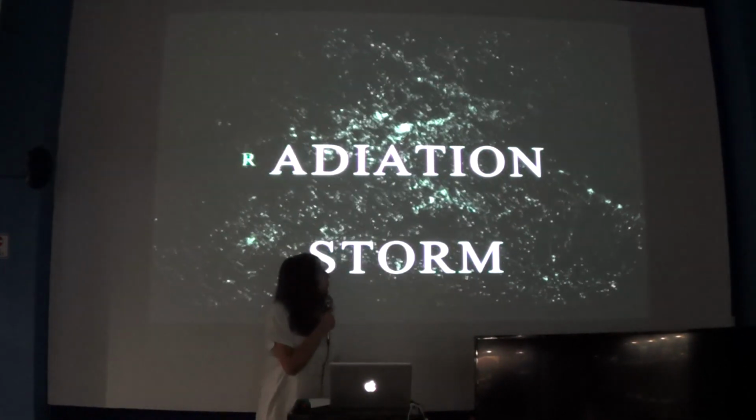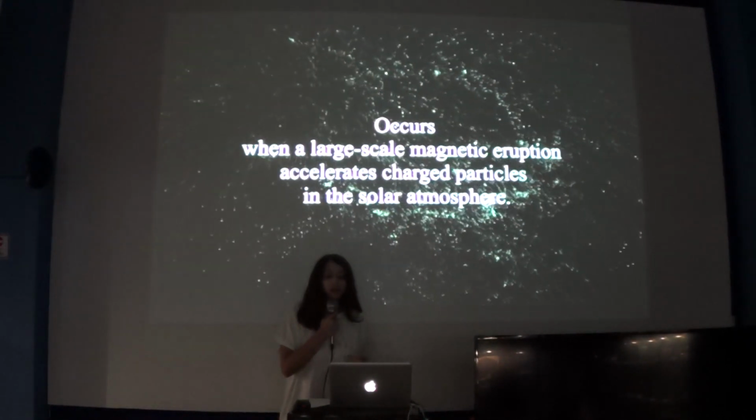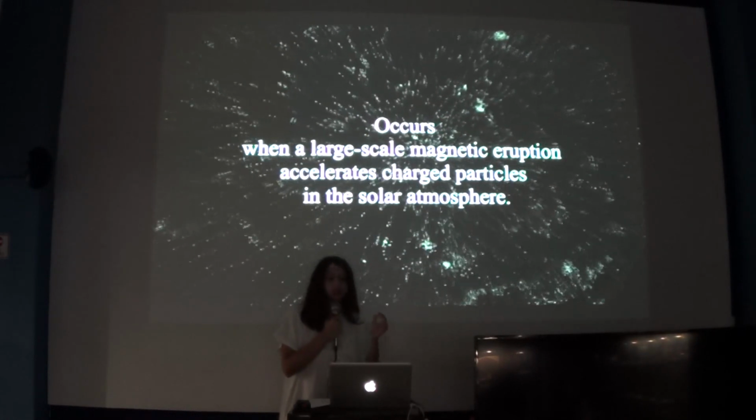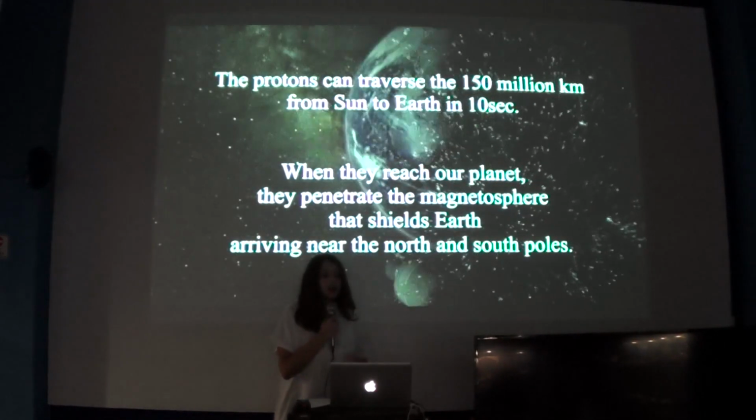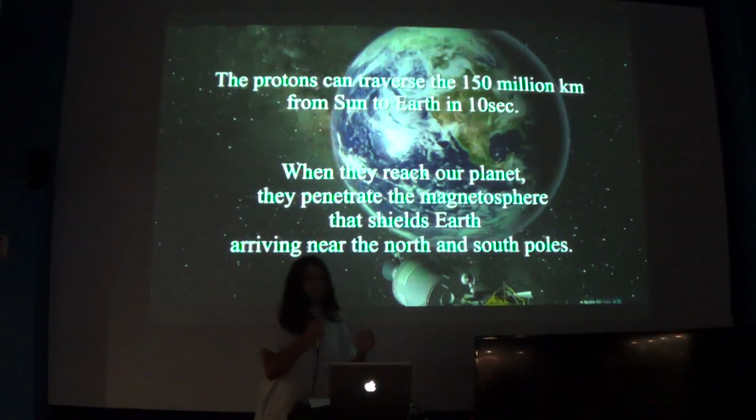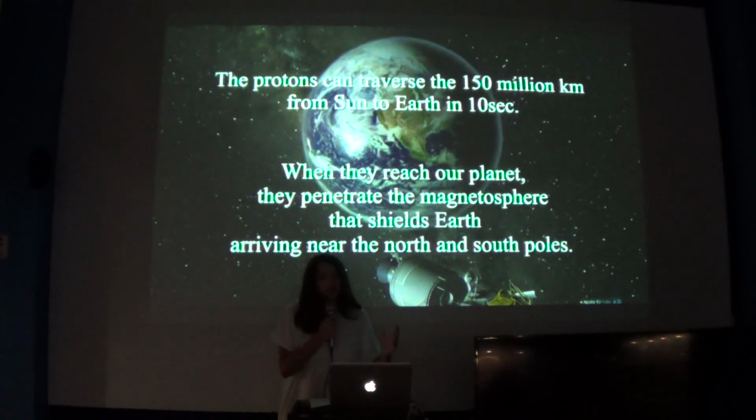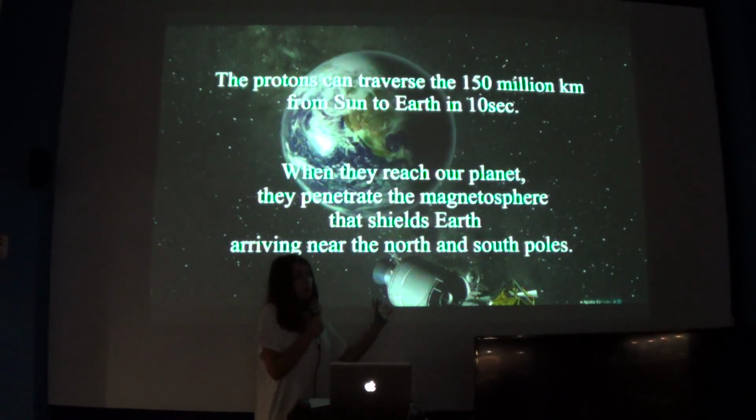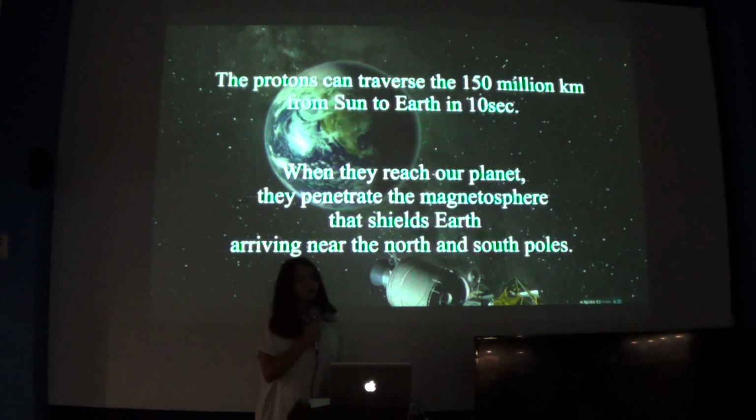Solar radiation storm occurs when a large-scale magnetic eruption accelerates charged particles in the solar atmosphere. The protons can traverse in 10 seconds, reaching our planet. They penetrate the magnetosphere that shields Earth, arriving near the north and south poles.